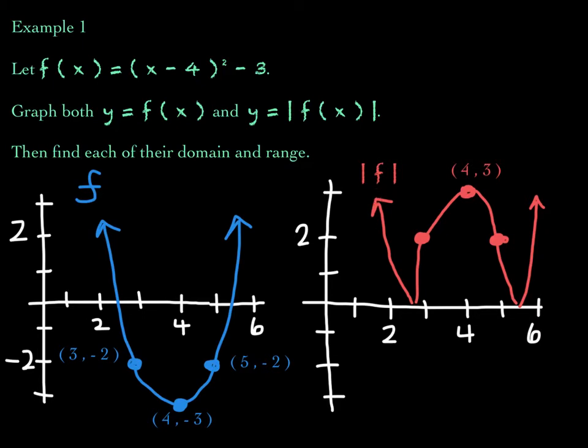And notice that the vertex of this parabola, (4, -3), ended up jumping up to (4, 3). I couldn't really fit these ordered pairs as far as labeling them, but this is (3, 2), and this is (5, 2). So again, I just took the portion that is below the x-axis and reflected it across the x-axis in order to get the graph of y equal to the absolute value of f of x. The last thing we need to do is write the domain and the range for each of these functions. So let's do that now.